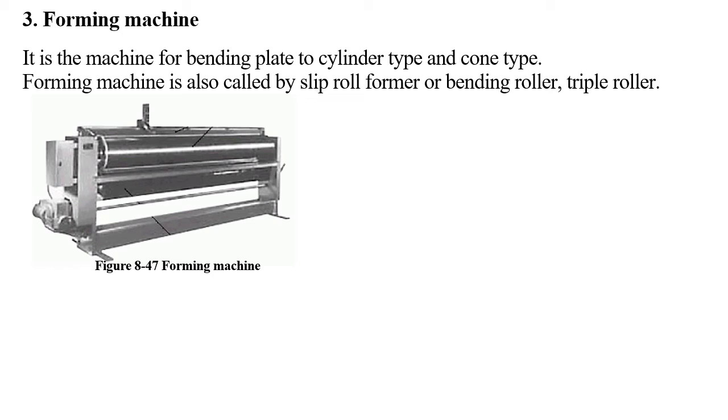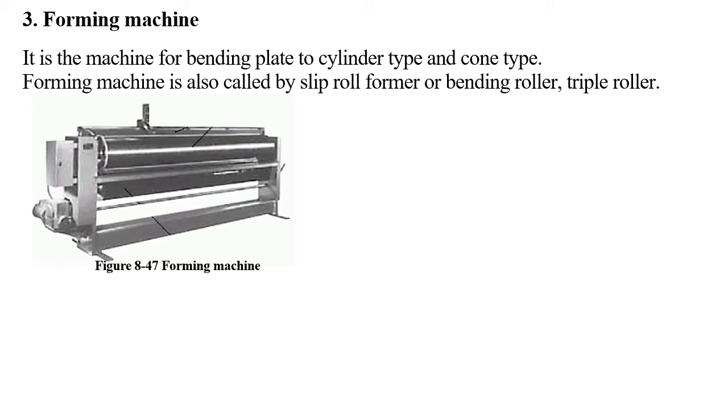We have the forming machine. This forming machine or rolling machine is used when we need to form undulations on our sheet metal. So we use this machine.